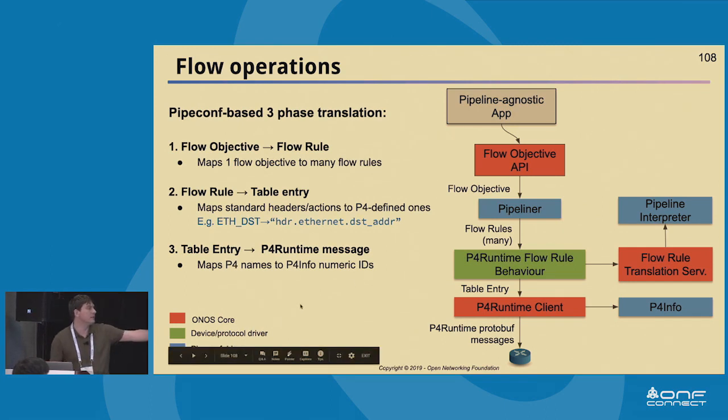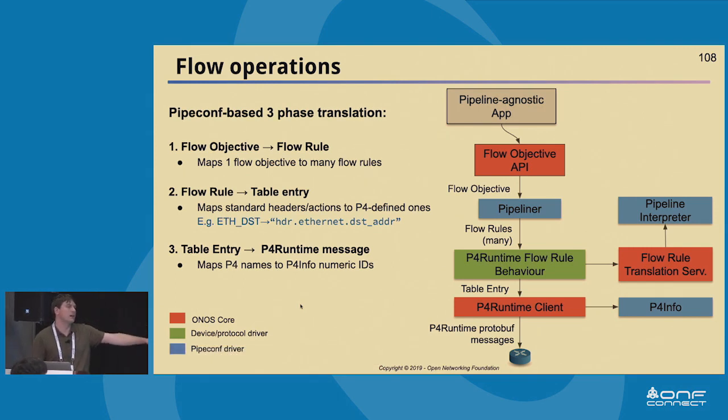As you can see in the legend here, the blue boxes are essentially part of the Pipeconf. The green ones are the protocol driver, so everything that is specific to P4Runtime in this case. And the red boxes are ONOS core components. So flow objectives are mapped to many flow rules by the Pipeconf-provided pipeliner.